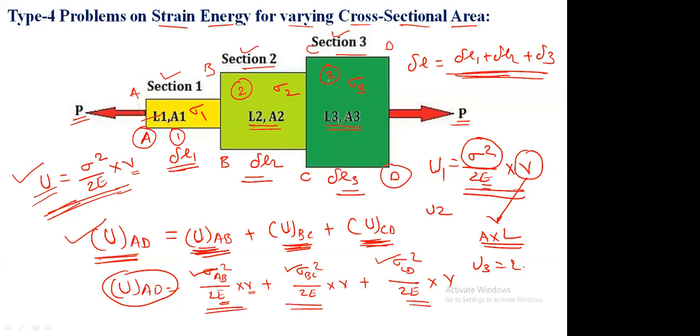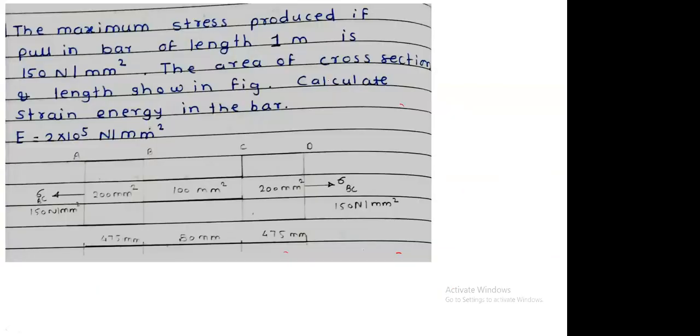Have you taken this particular figure and the formula in your notebook? Have you taken the formula? Yes, sir. Total strain energy capital U is equal to U1 plus U2 plus U3. Okay, and now we will solve one problem based on this particular bar of varying cross section.